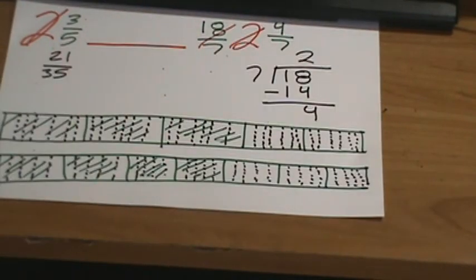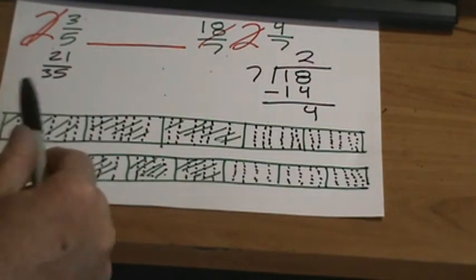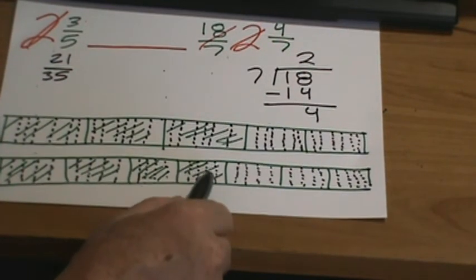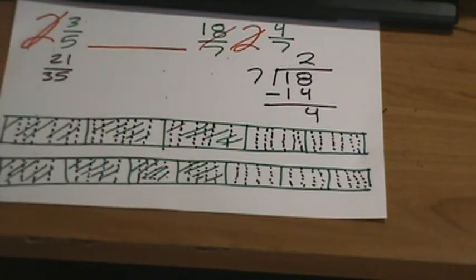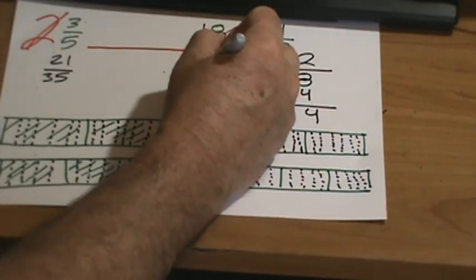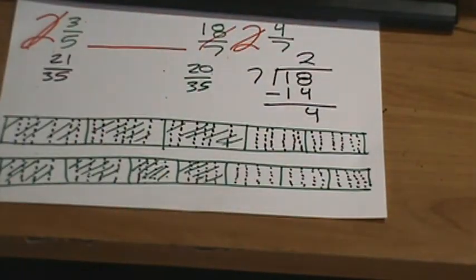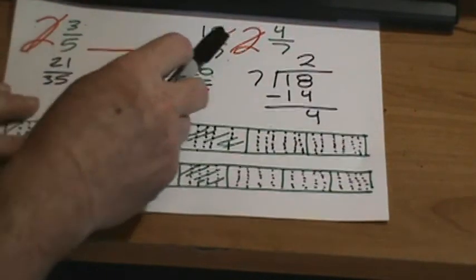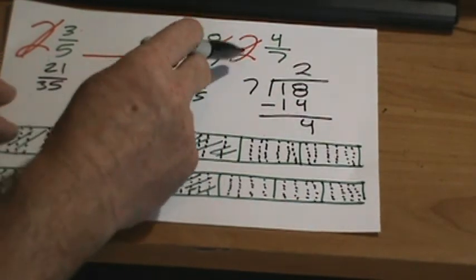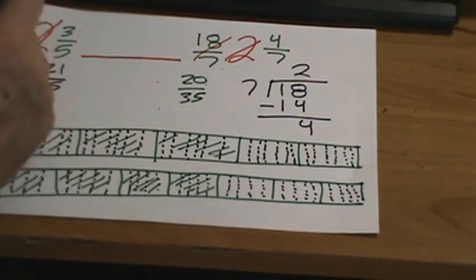This is a tough lesson, guys. I know that. So, what do we have now? 5, 10, 15, 20. I have 20 35ths. And look, it almost kind of came out looking equal there. So I have 20 35ths. So I can see that 2 and 3/5 is indeed greater than 2 and 4/7, or 2 and 20 35ths, and 2 and 21 35ths.